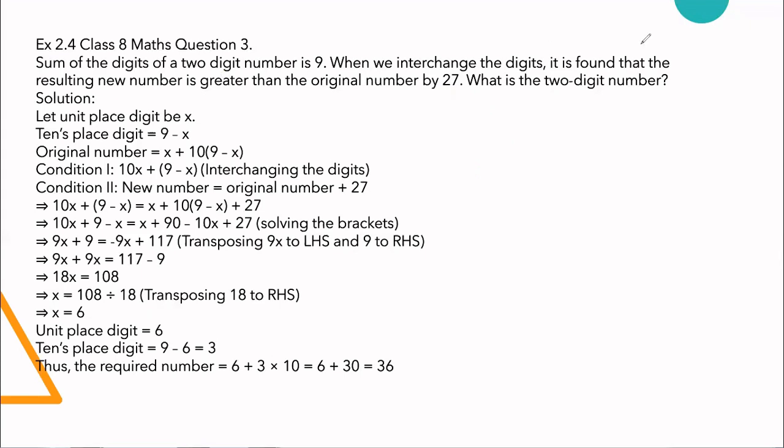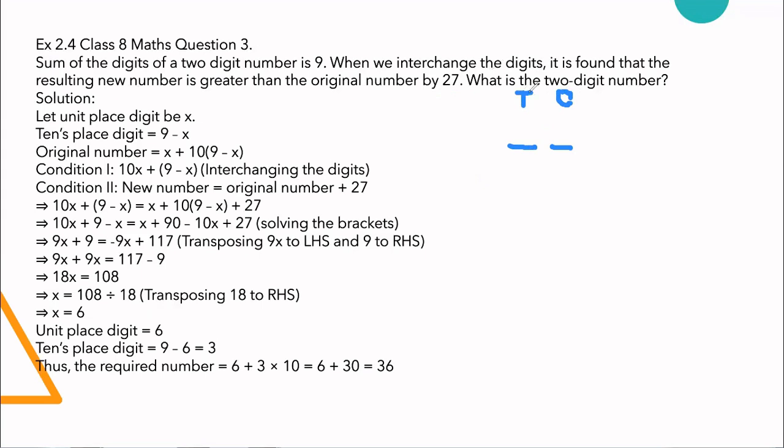What is the two-digit number? I hope you understood the question very well. Let's go with the solution part. Now, as I told, we have to find the two-digit number. A two-digit number must have a ones place as well as a tens place, isn't it?